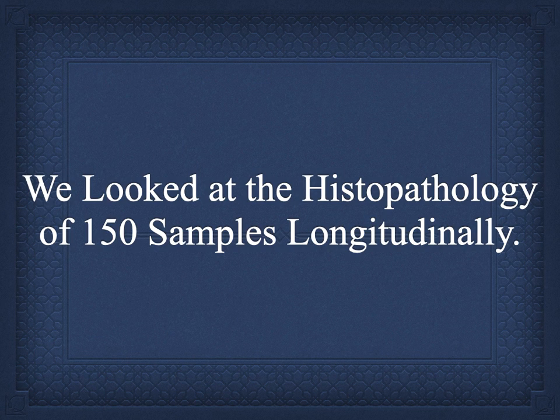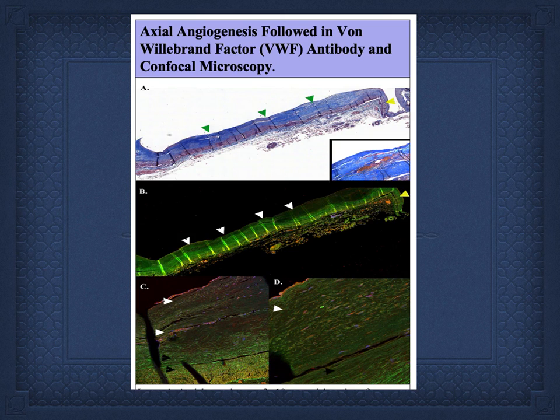So we looked at histopathology of 150 samples longitudinally, and we were examining them, and honestly, there wasn't a hypothesis right at the moment. But we started looking at them in trichrome blue, and up until this point, angiogenesis was universally, since the 1980s, said to be radial. It came from the adventitia through the media into the intima, but we weren't seeing that.